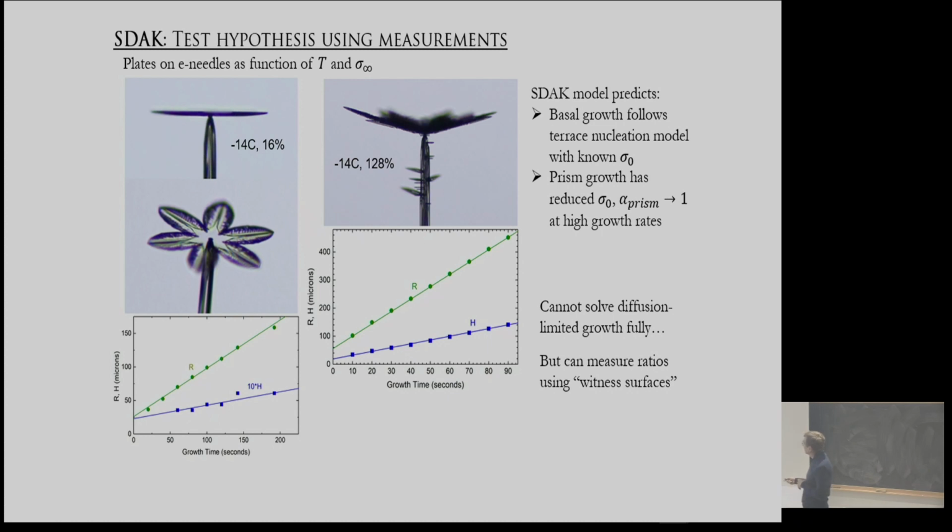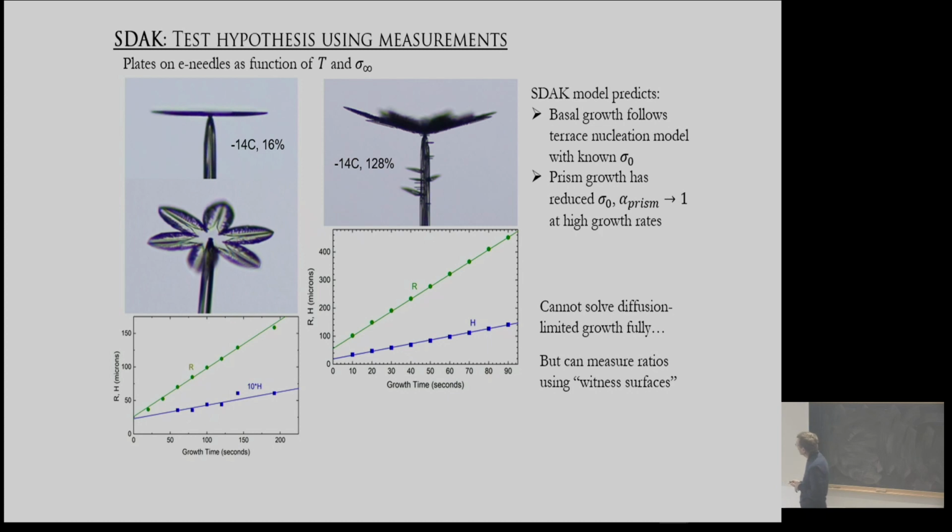In particular, if you look at a crystal like this, the prediction is that the basal surface, the top facet here, is a broad facet, and so it'll follow the normal terrace nucleation. And over here, it's a narrow facet, and so it's going to have a lower sigma 0. And similarly in the other direction for needles. And we can't really do this exactly. We can't look at the basal growth and the prism growth absolutely, because this is in air and you cannot predict the surface supersaturation in air very well.